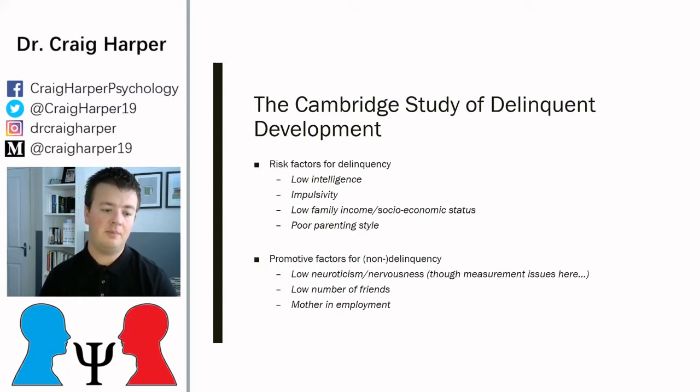Now this might be a statistical artifact of when the study was conducted, and it might be confounded a little bit with this low family income risk factor. So if we think about when the study was first launched, in the 60s it wasn't necessarily the norm for women and mothers to be in employment. So what this mother in employment factor might be is less related to the mother being in employment, but just the household having a greater level of financial income.